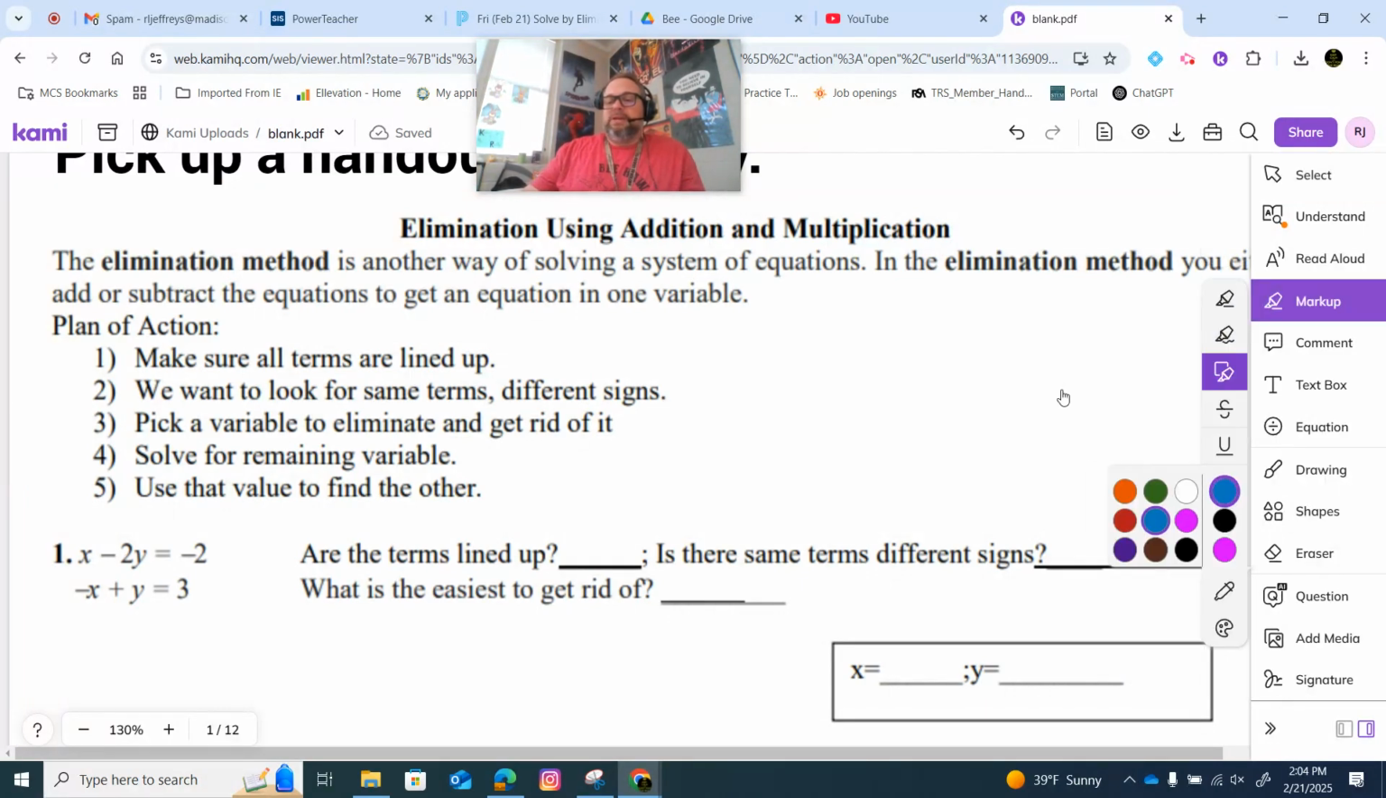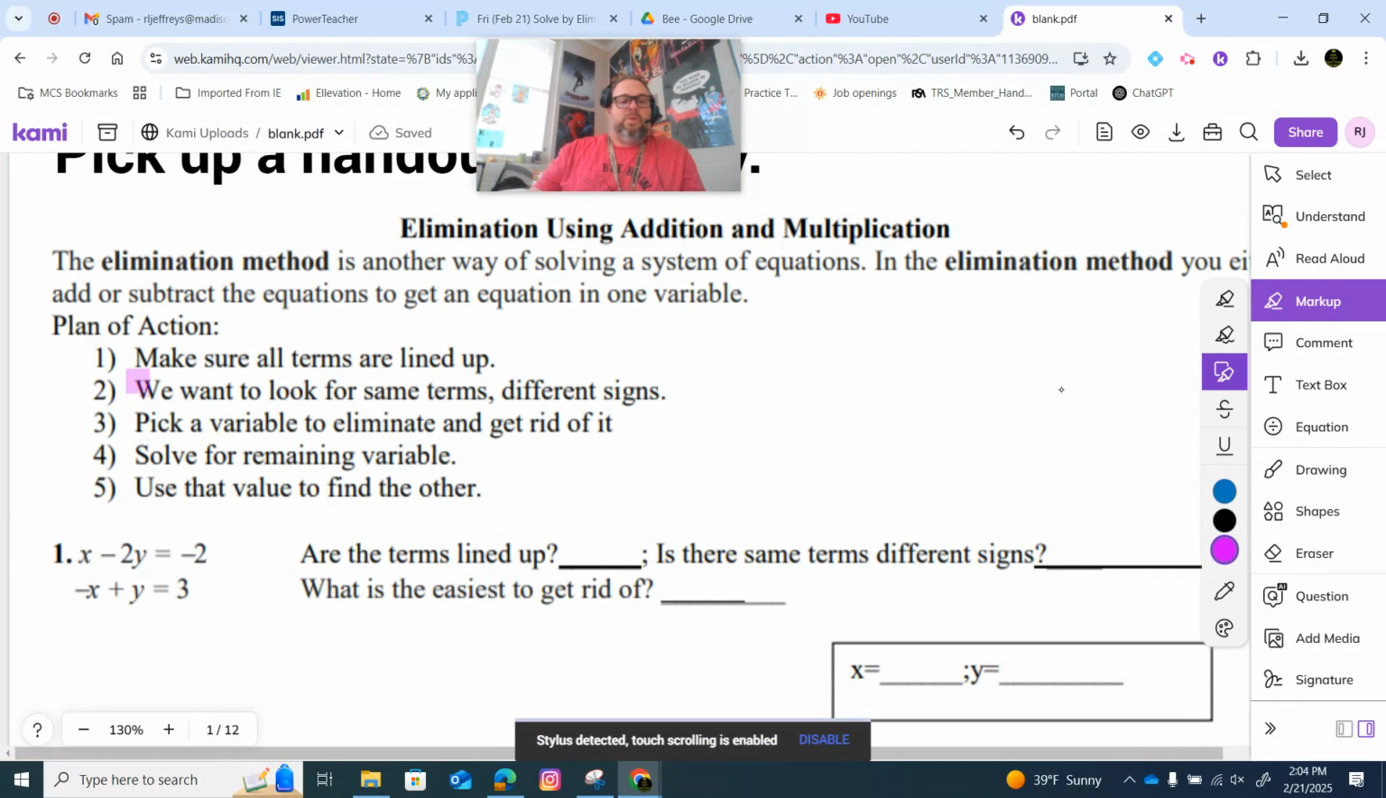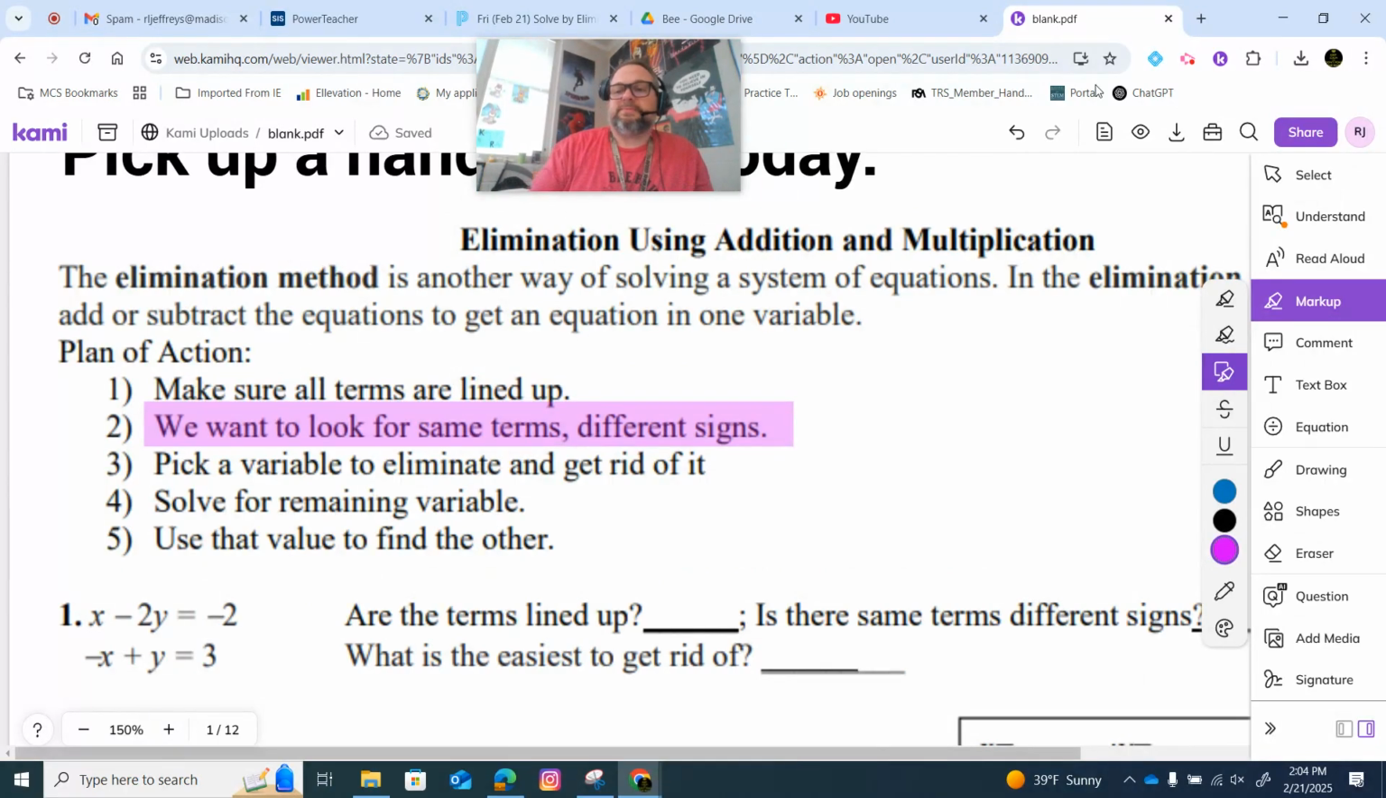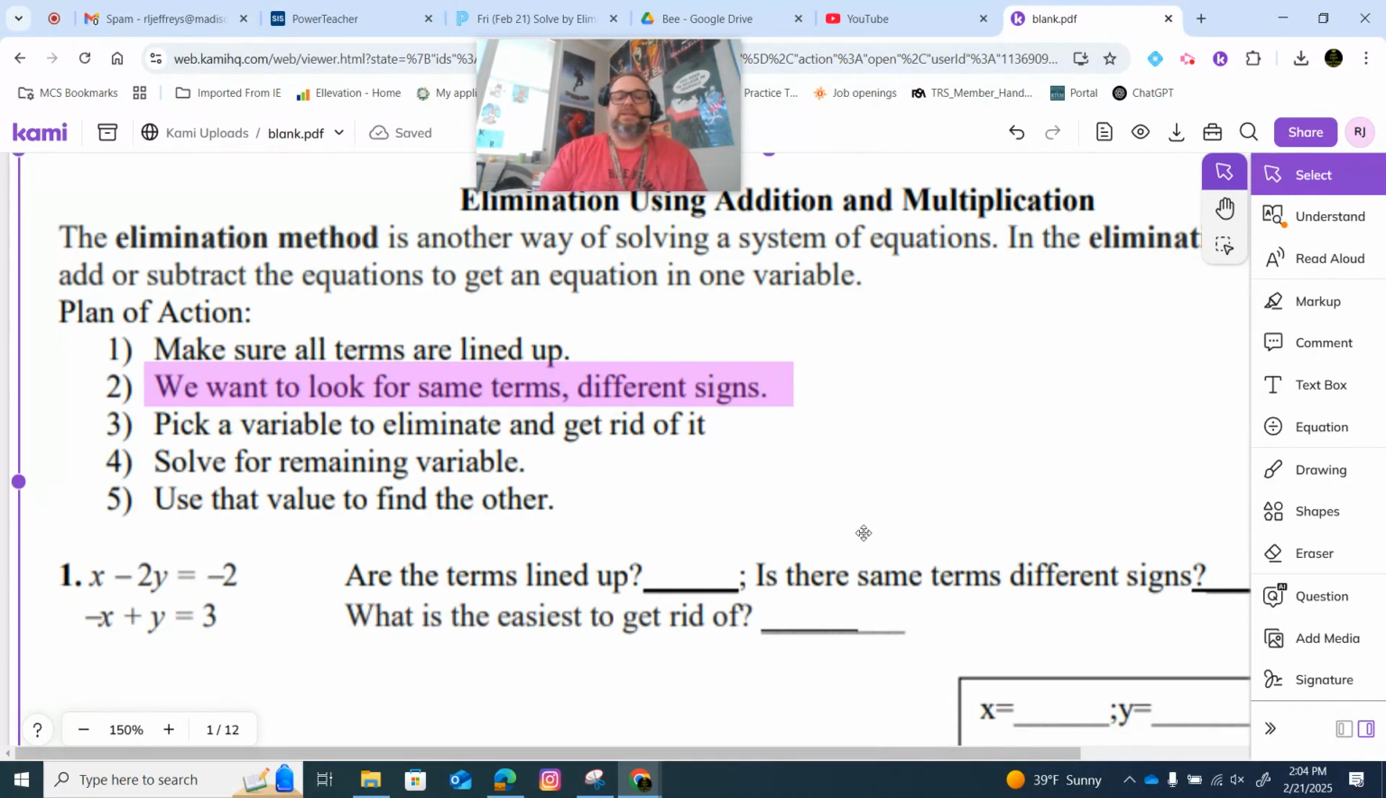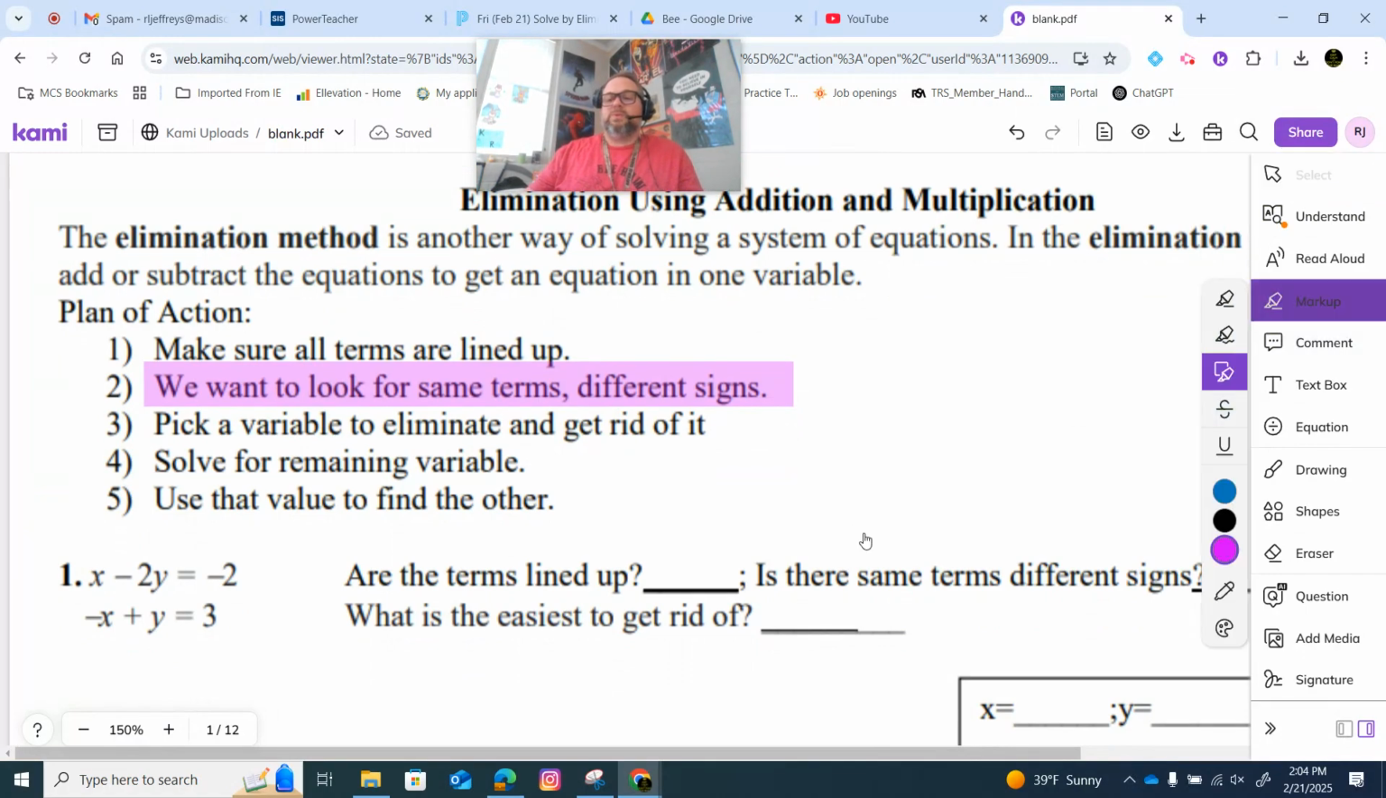Here's our big key right here. We want to look for the same terms, different signs. And that will tell us which one of these that we can eliminate and get rid of. These kind of go a little bit quicker sometimes, because it's usually, oh, I see this goes away, bing, bang, boom.